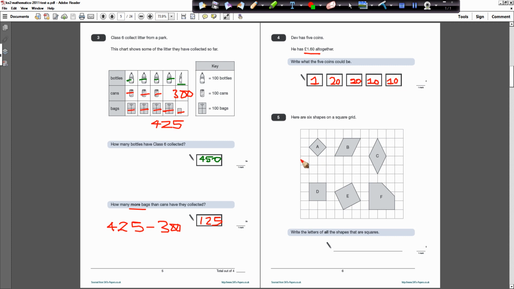Excellent. Okay, here are 6 shapes on a square grid. Write the letters of all the shapes that are squares. So how many squares do we have? 3. We have A, so write the letters. So A is a square, D is a square, and E is a square. A, D, E. Done. We happy with that? Yeah. Let's go to the next page.